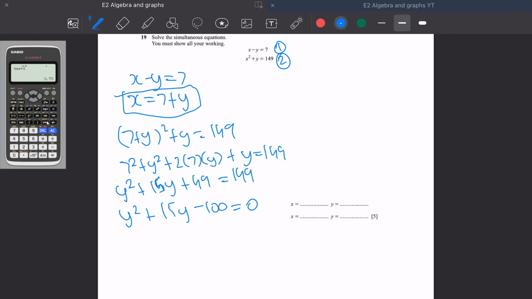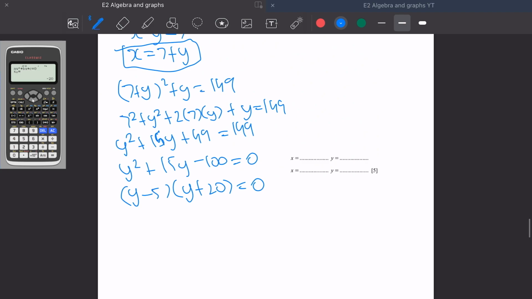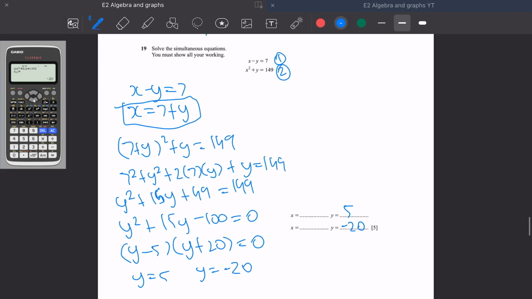So let's find our two factors. Y squared plus 15y minus 100. So you get y minus 5 and y plus 20. So you get y is 5 and y is negative 20. Let's find x.